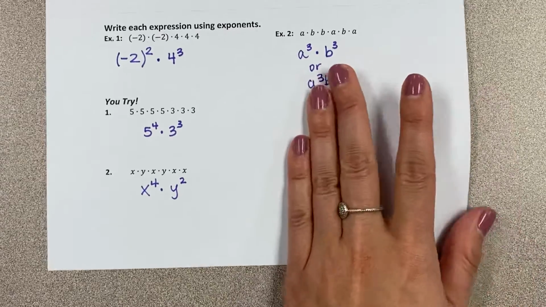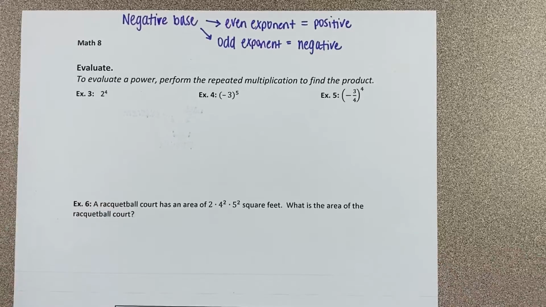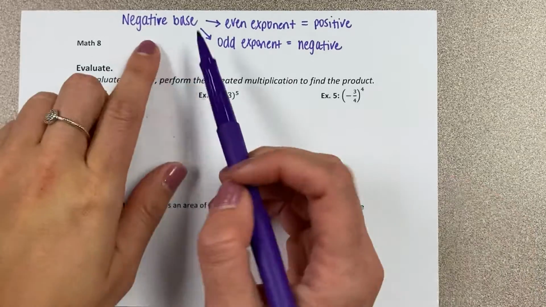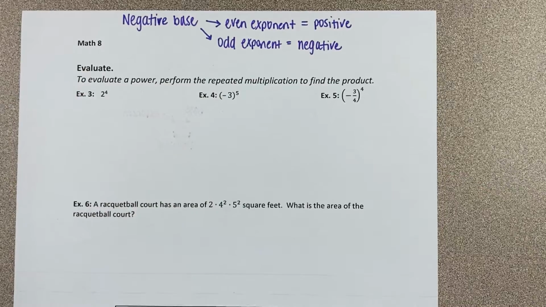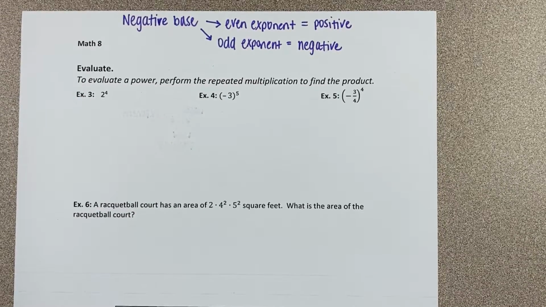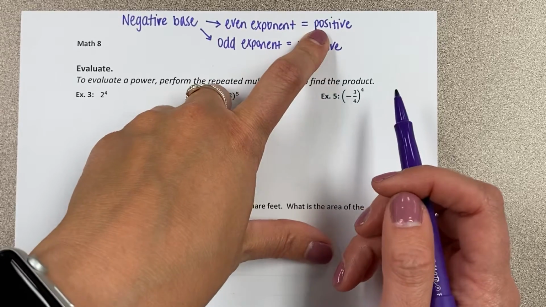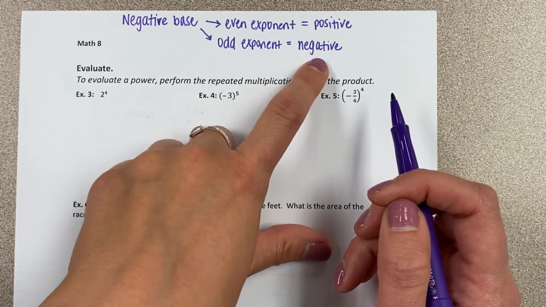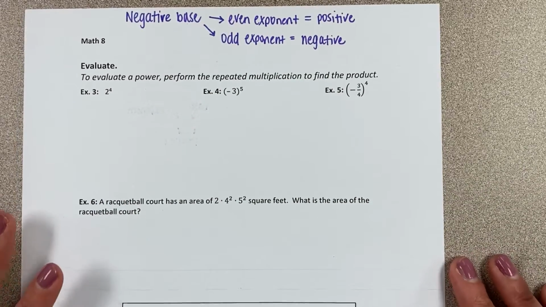All right, moving on to the back. I wrote this up here for you. It's also on the notes that you will find on Schoology. So when you have a negative base, there's just a little trick to showing what the final product would be. If it's a negative base and the exponent is even, your answer's positive. If you have a negative base, your exponent's odd, you'll get a negative answer. So let's do some examples to show you.